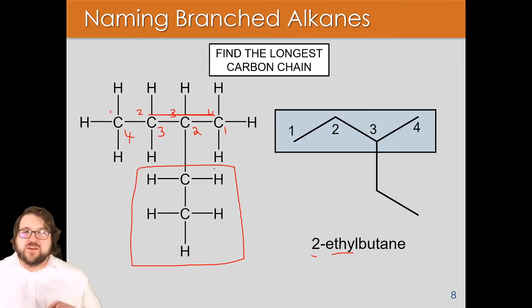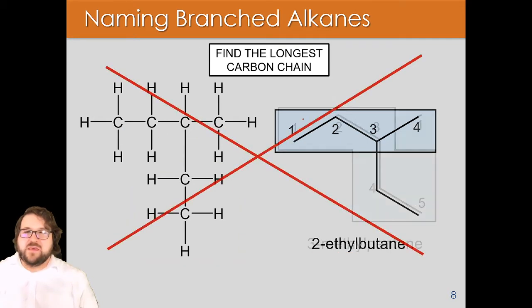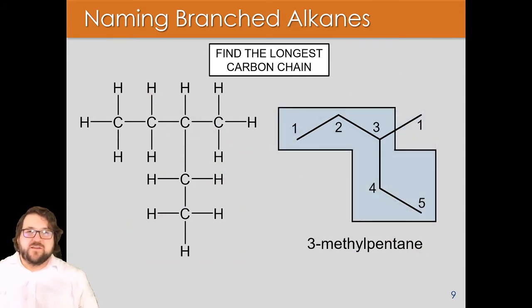But hopefully you've noticed that if I count around the corner, there is a longer molecule to be had. Look there, there's actually a 5 carbon chain. That makes this so much easier. So now we've got a 5 carbon chain, which is a pentane: meth, eth, prop, but, pent. And then there's a methyl group on the third carbon along. That makes it 3-methyl pentane.